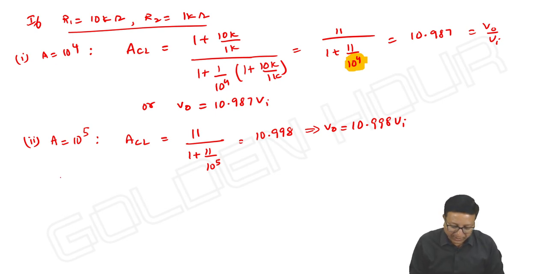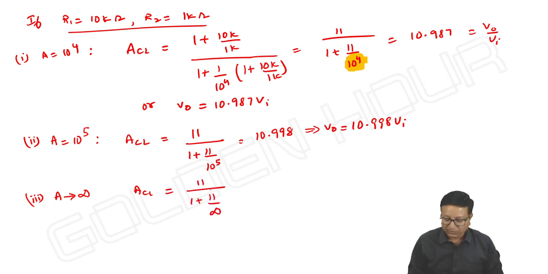Okay, next what I am doing is ideal op amp. Means if A is tending towards infinity, then what is the closed loop gain? It is 11 by 1 plus 11 by infinity. Anything by infinity is 0, so the answer will be 11. Or V output is equal to 11 times VI.